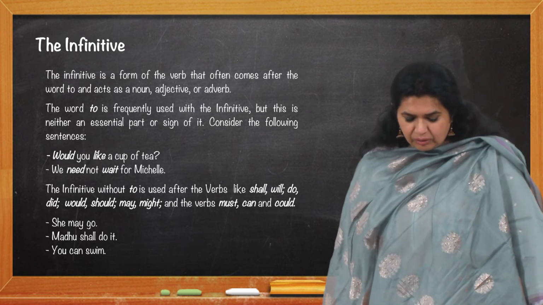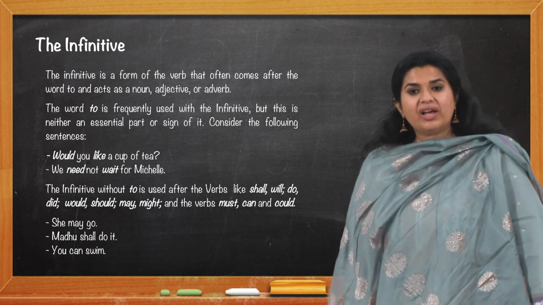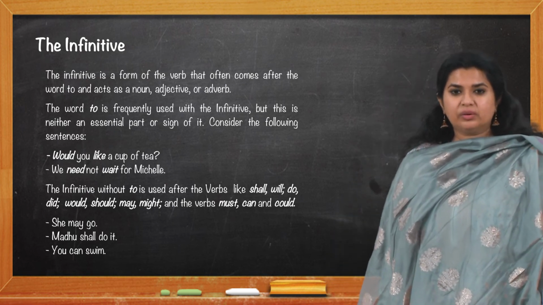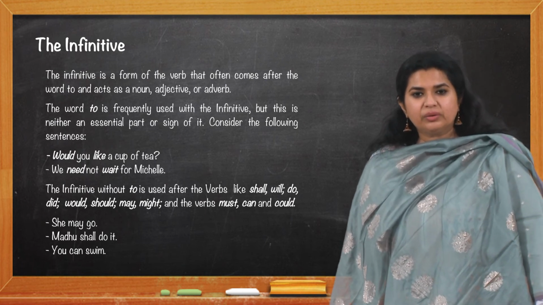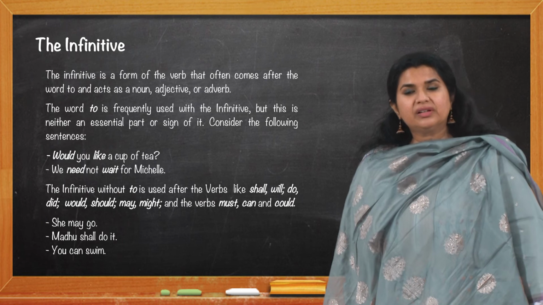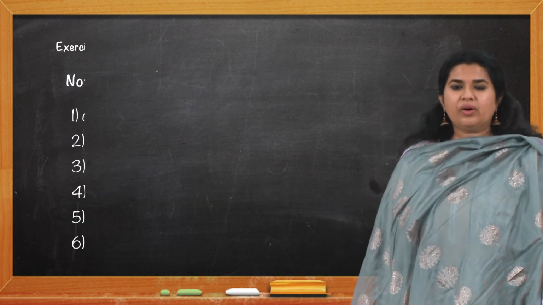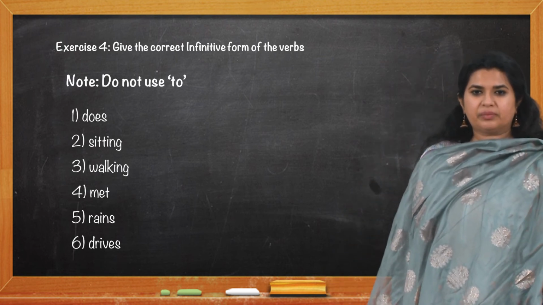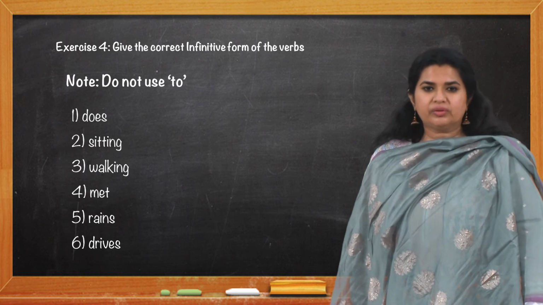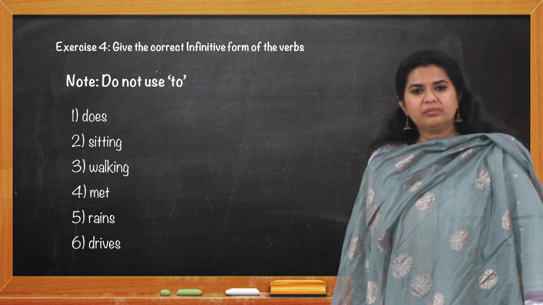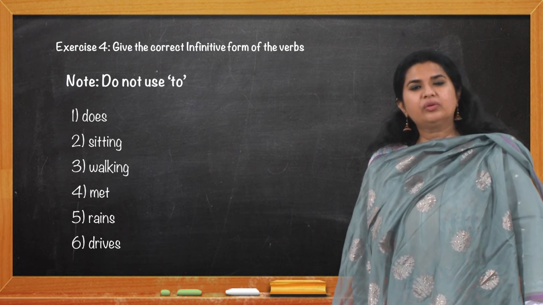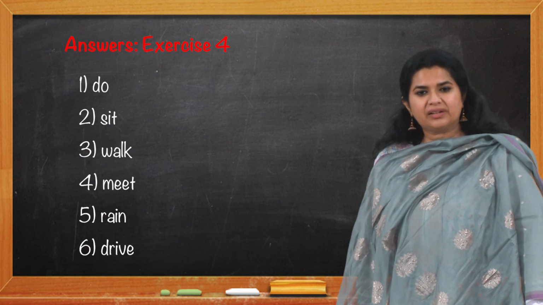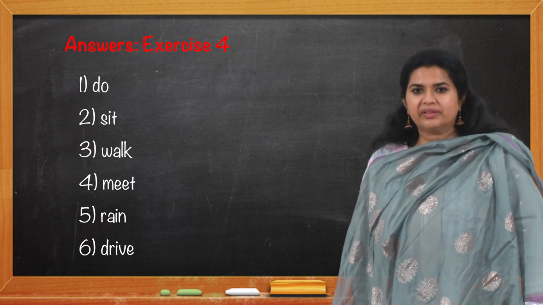The infinitive without to is used after verbs like shall, will, do, did, would, should, may, might, and the verbs must, can and could. So, she may go, Madhu shall do it, you can swim. So, infinitive without to. Now, here is an exercise for you. Give the correct infinitive form of the verbs, and here do not use to. So, does, sitting, walking, met, rains, drives. How to use infinitive here without to. So, do, sit, walk, meet, rain, drive. This is the answer.